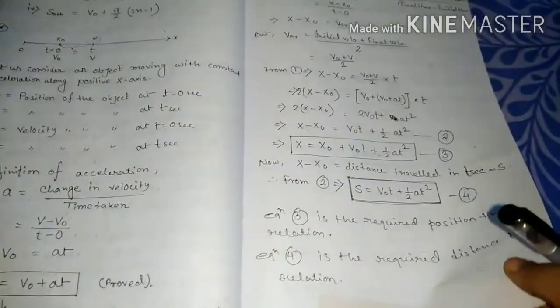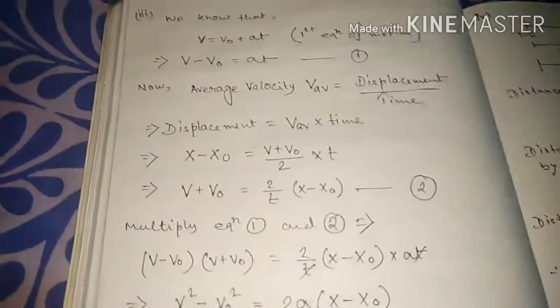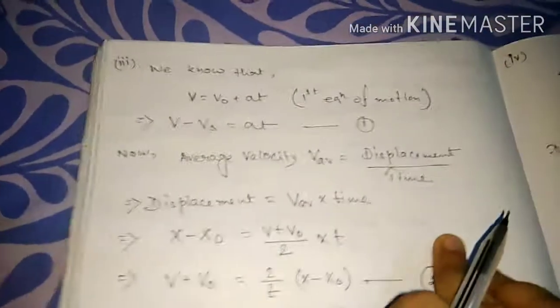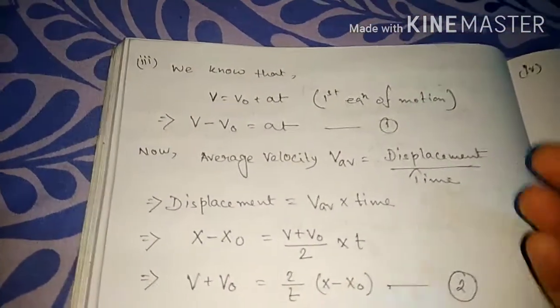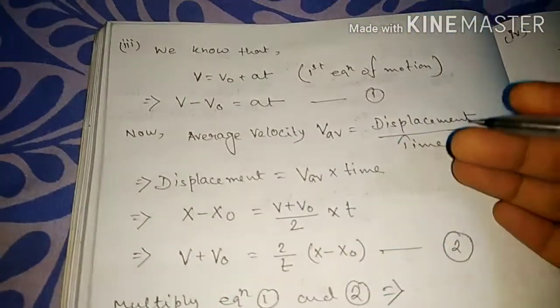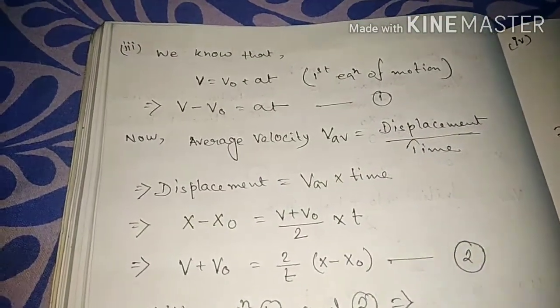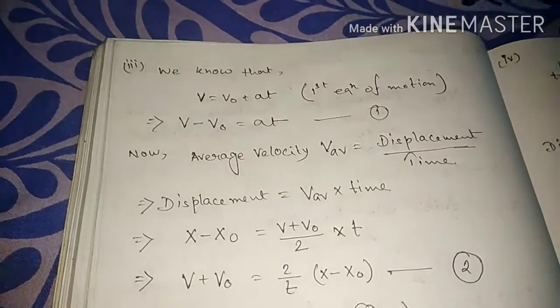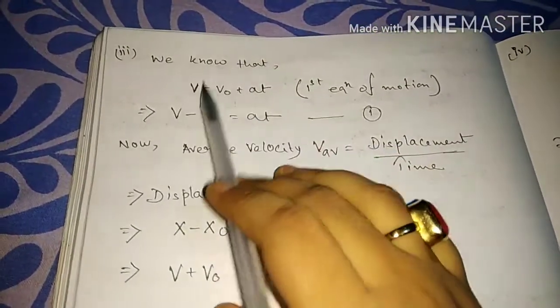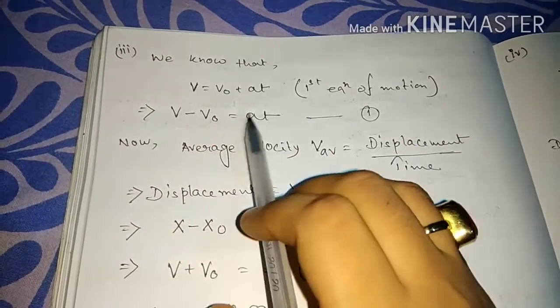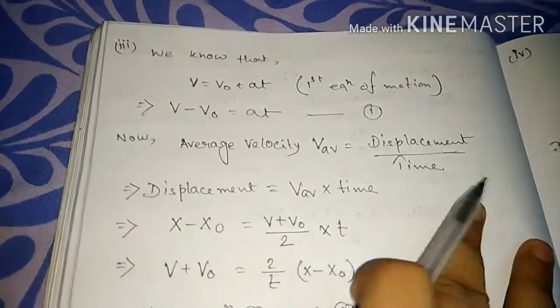Okay, let's proceed to the third equation of motion. What is the third equation? v square equals u square plus 2 into a into s, where in this condition s is the displacement or distance traveled in t seconds, x minus x0. So, we know the first equation, v equals v0 plus at. Now we simplify it: v minus v0 equals at. This is equation number 1.